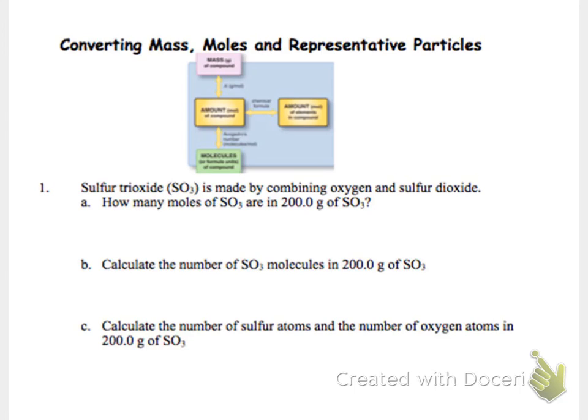So sulfur trioxide, which is SO3, which is made in a factory with sulfur and oxygen. How many moles do we have of SO3 if we have 200 grams of sulfur trioxide? So we're going to first convert between grams, which we're given, which we measure in the lab. We have to always convert first to moles.